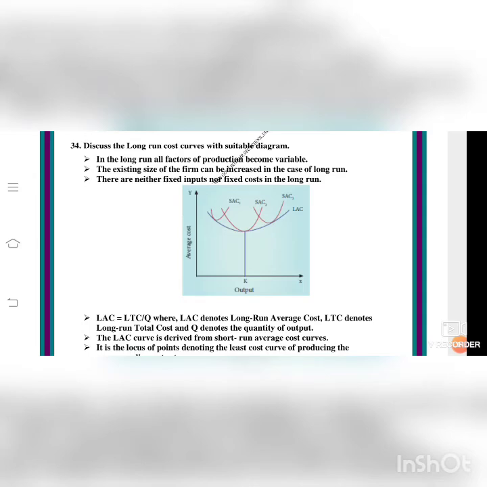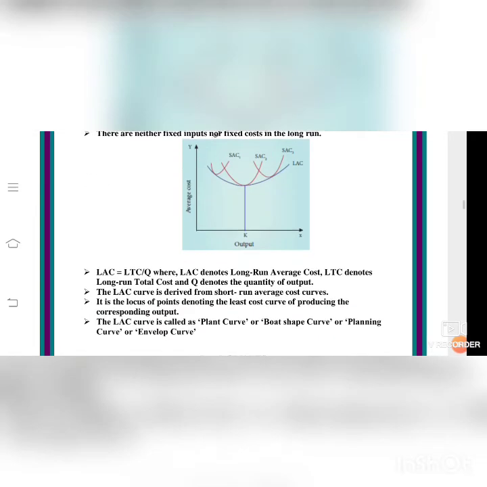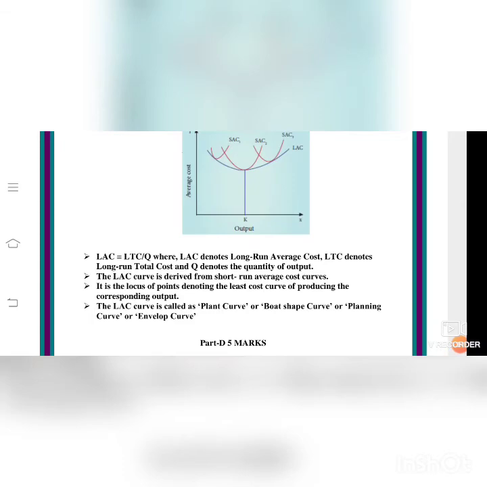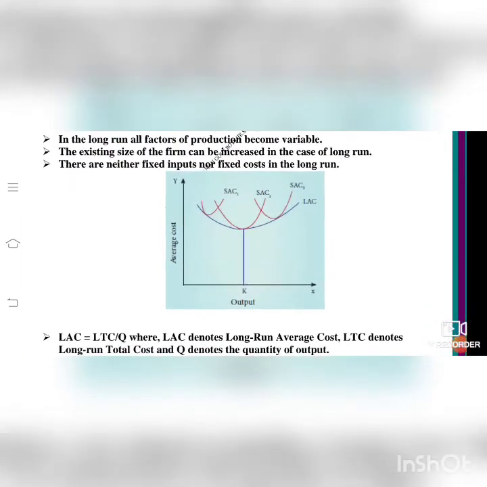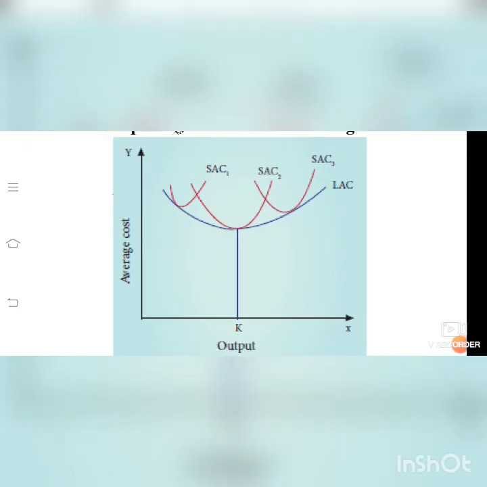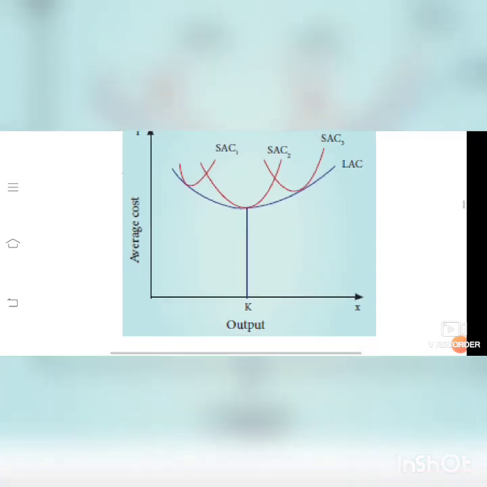So now we will draw this diagram. The diagram is very important and you will write the construction and the illustration for the diagram. So you see the diagram. SAC means short average cost, and SAC 1, SAC 2 and SAC 3. Lastly you will see these three short average cost curves joining together, and from them comes the long run curve. The blue curve is LAC, long average cost curve. The x-axis is output and the y-axis is average cost.